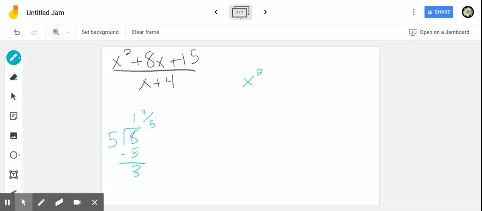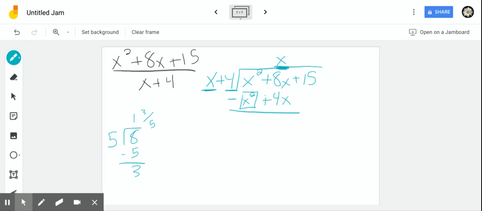This is a pretty short problem. x squared plus 8x plus 15 divided by x plus 4. So our goal is to get an x squared. So what times x gives you x squared? Well, it's just going to be an x. x times x is x squared. x times 4 is 4x. Draw the line and change the signs. And we get 4x. And we're going to drop the 15.